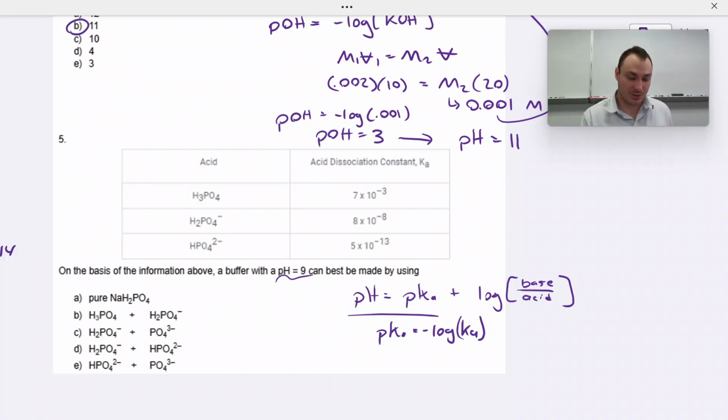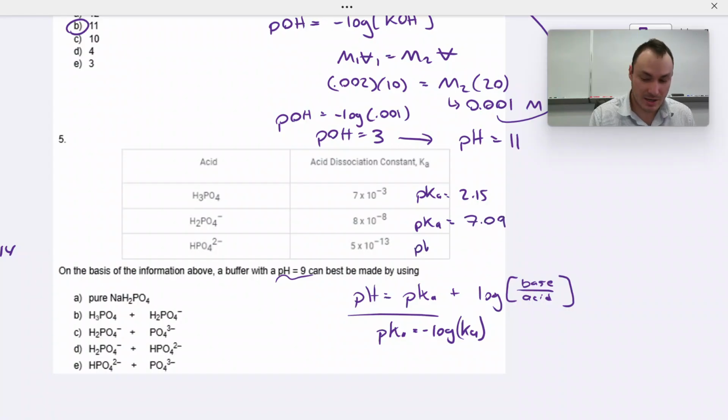But just for fun, let's go and plug them in. If we do negative log of 7 times 10 to the negative third, we get a pKa of 2.15. If we do negative log of 8 times 10 to the negative 8, we get 7.09, and if we take the negative log of 5 times 10 to the negative 13th, we get 12.30.